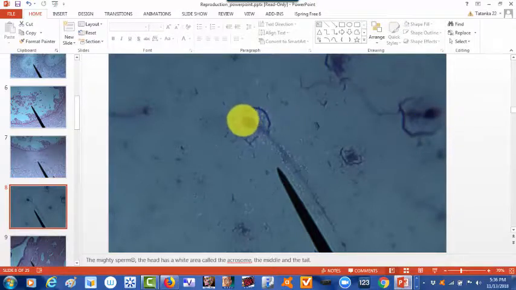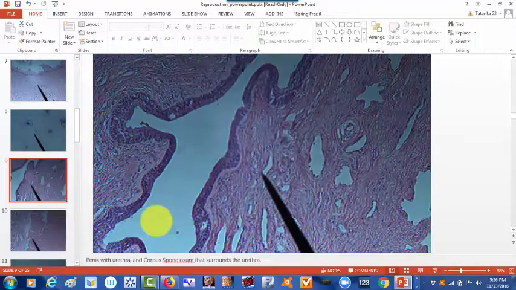There's a lighter area on the top that's called the acrosome. Anyway, it's an area that has digestive enzymes. It helps break down the outside of an egg and all the little cells around an egg. So that's called the acrosome. And this is the next slide. This is the last of the male slides.